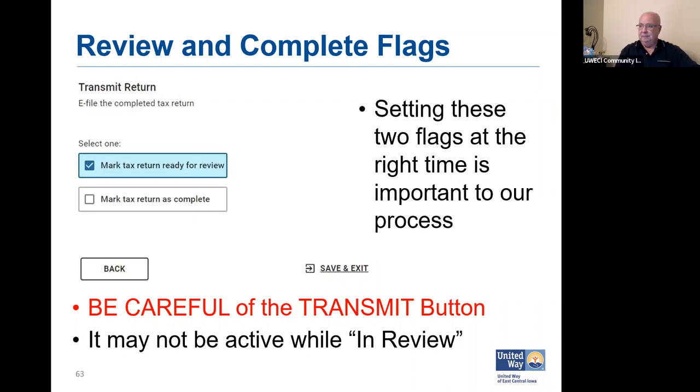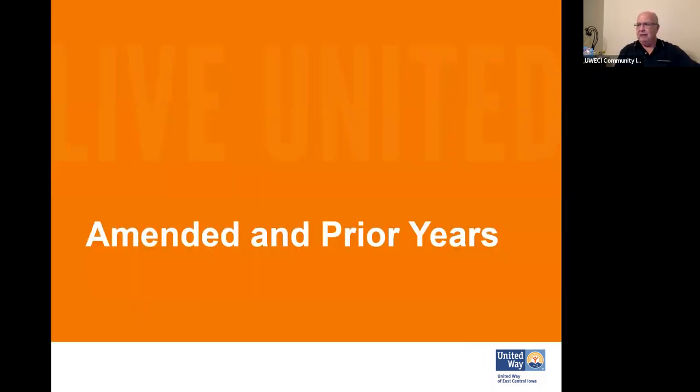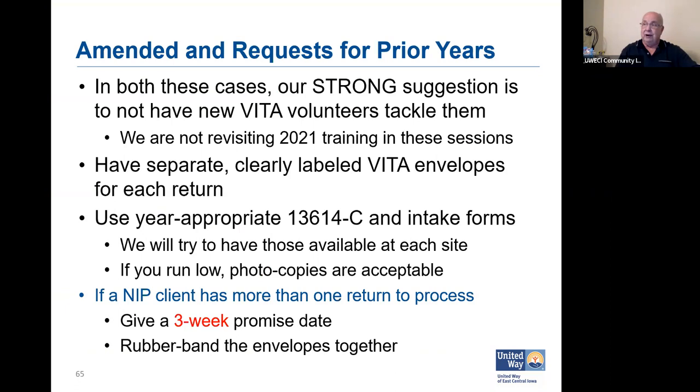At this point, I want to talk about amended in prior years, and then we'll take a break. There are some really major additional things the last 2 years that are not there this year regarding earned income credit, advanced child tax credit, and the economic impact payments. So for both these cases, if it's an amended and request for a prior year, the strong suggestion we're making is not to have new volunteers tackle these.